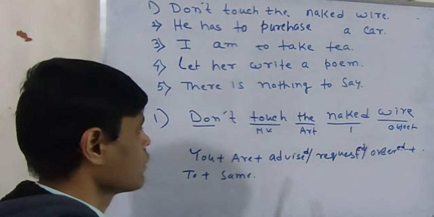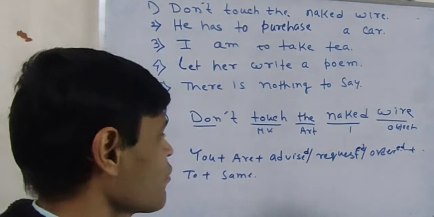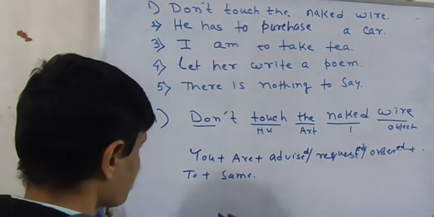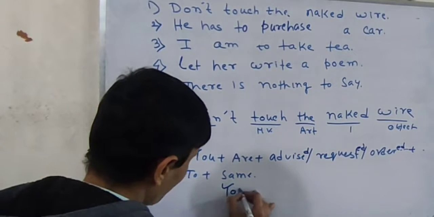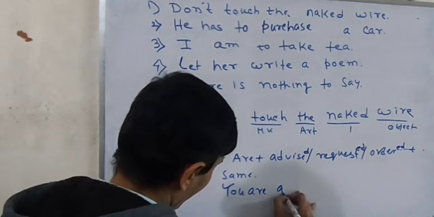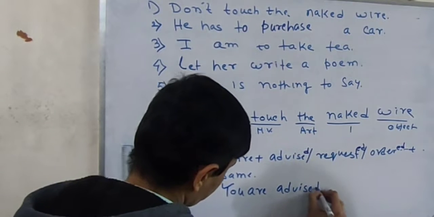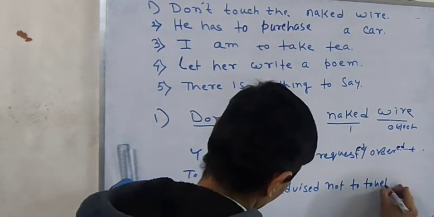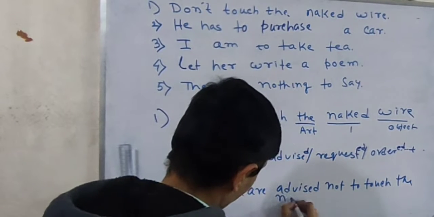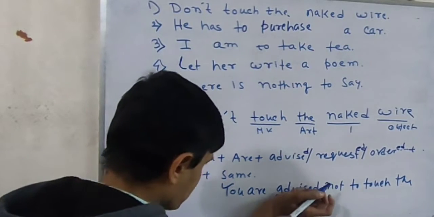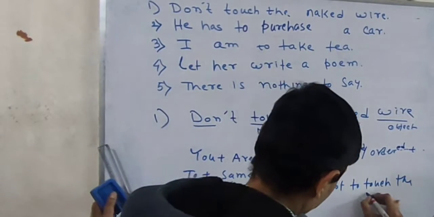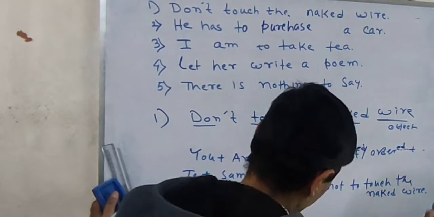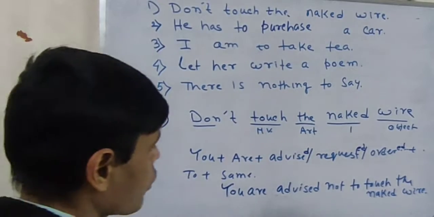But here, you can easily understand that some kind of advice is implied in the sentence. The answer will be like this: You are advised not to touch the naked wire. Not to touch the naked wire. Okay. Now you can ask why "not to."